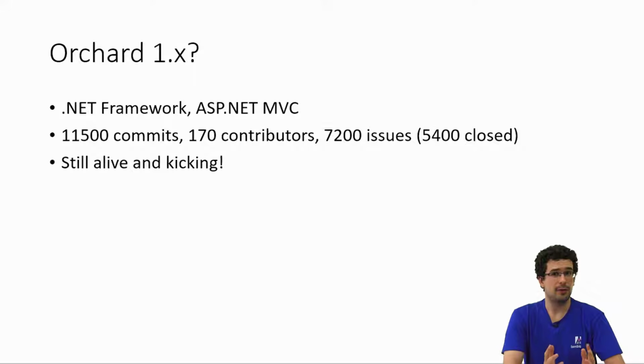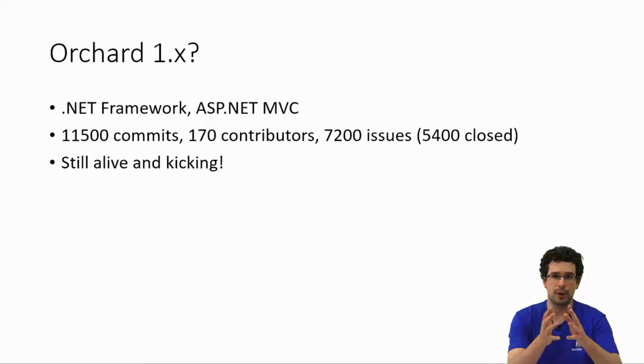And I already mentioned that there is an Orchard One. Orchard One is still alive and kicking. It's a more or less actively developed project, although it mostly gets maintenance work nowadays because the community focuses on Orchard Core. And Orchard One is the .NET Framework version of Orchard Core. So it was, of course, the initial Orchard version.